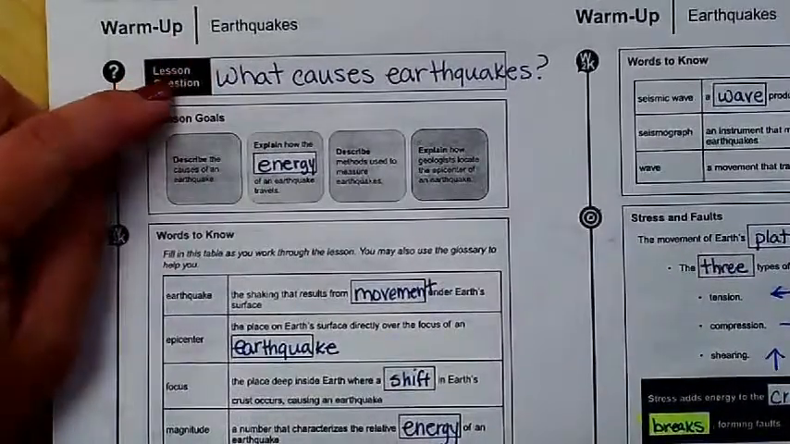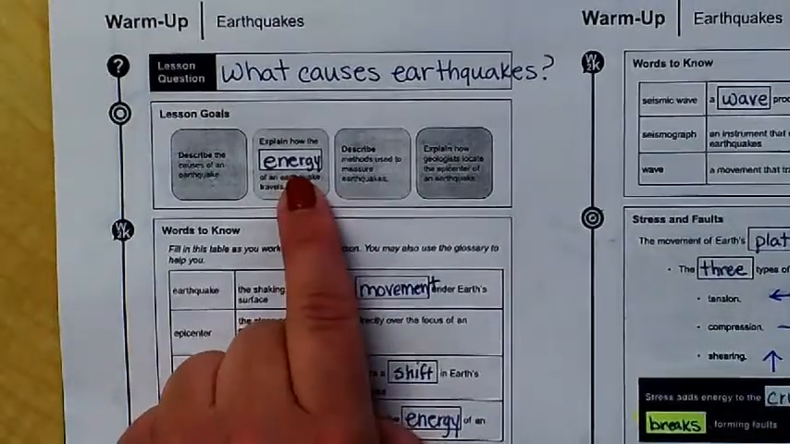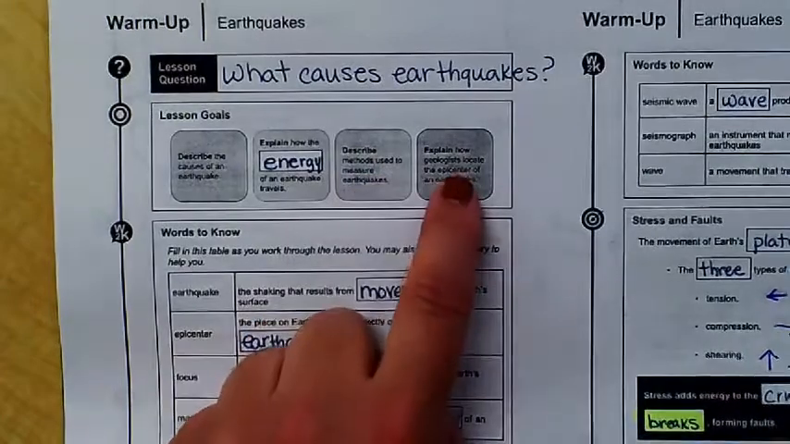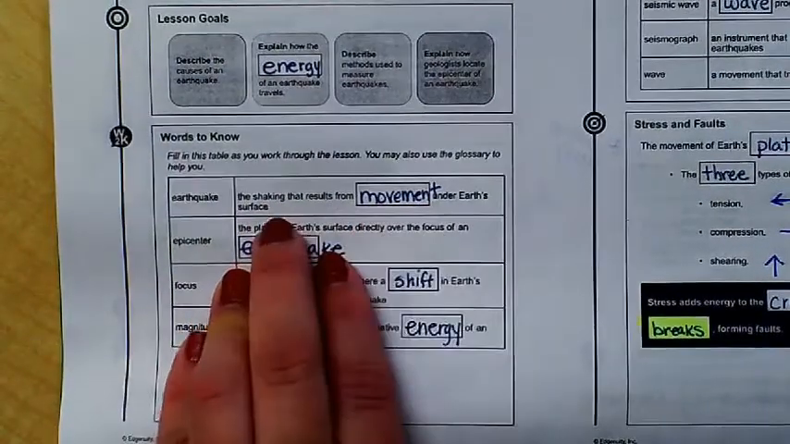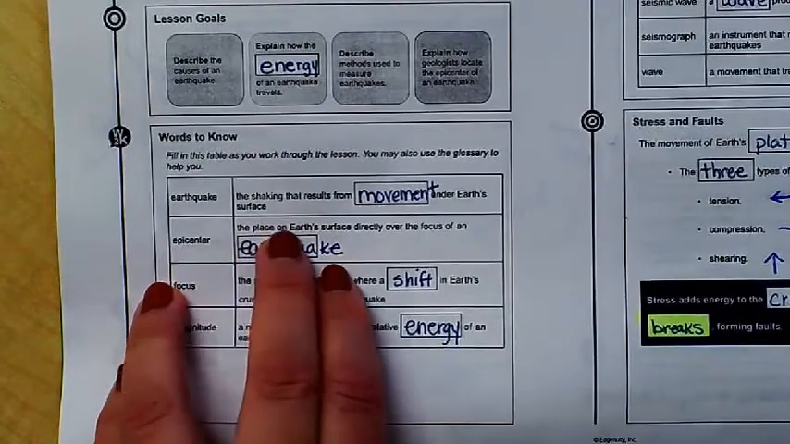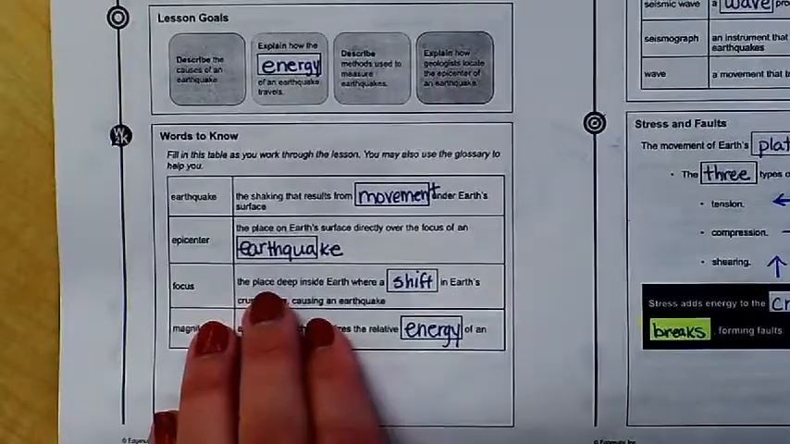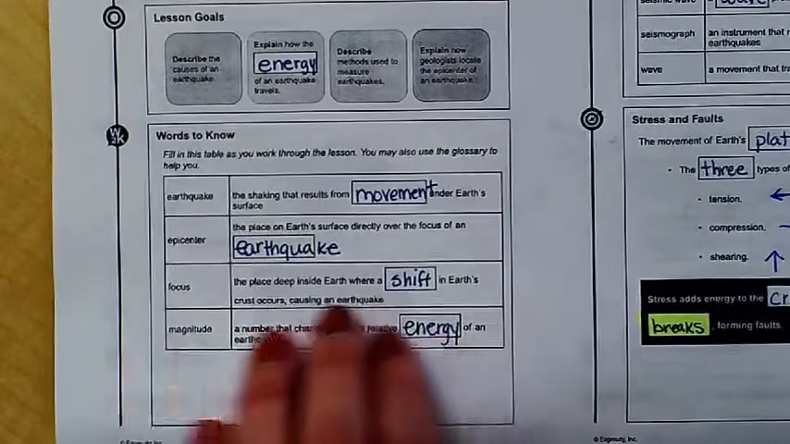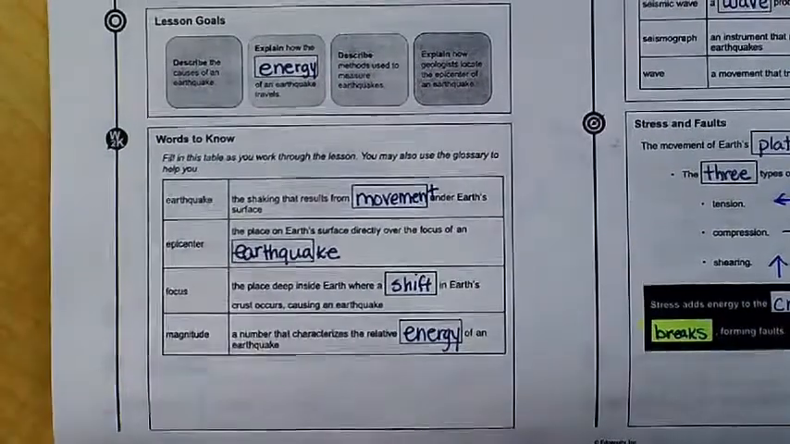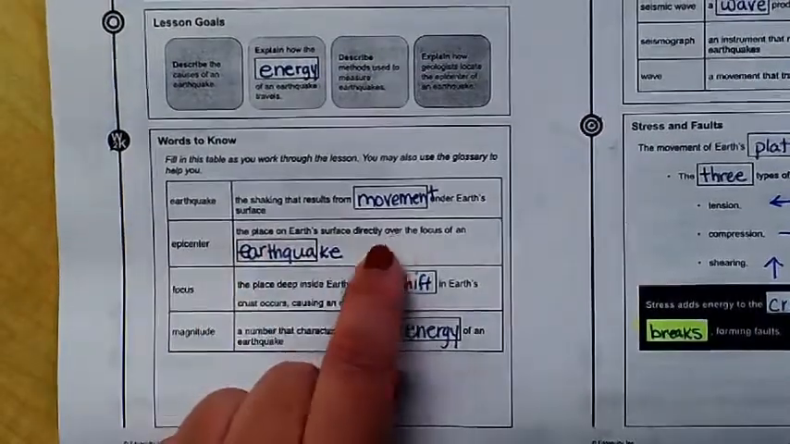Starting with earthquakes: what causes them, the energy that's released, how we measure them, and how we locate the epicenter. An earthquake is the shaking that results from movement under Earth's surface. The epicenter is a place on Earth's surface directly over the focus of an earthquake. The focus is the place deep inside where a shift in Earth's crust occurs, causing an earthquake. So remember, the focus is inside of the Earth where the earthquake actually occurs, and the epicenter is directly on top of it on the surface.